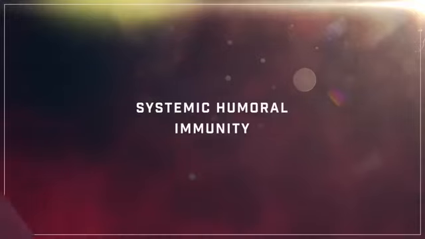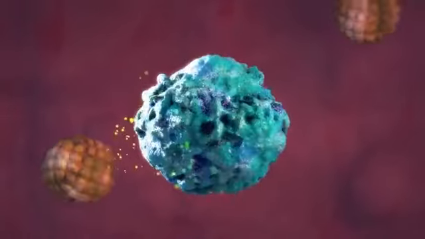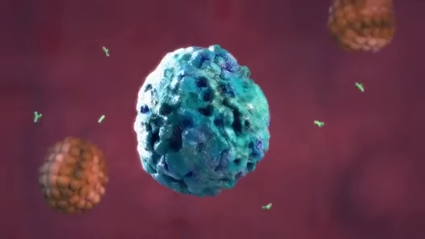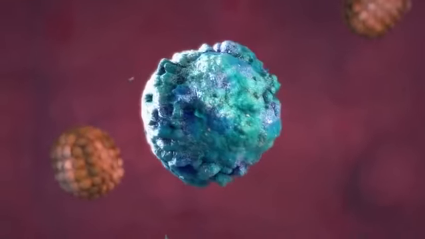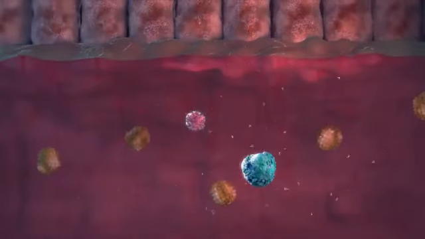Furthermore, live IB vaccines can stimulate systemic humoral immunity, such as the IgY antibodies produced by activated B lymphocytes. The IgY circulates in the bloodstream and enables systemic protection of the chicken.